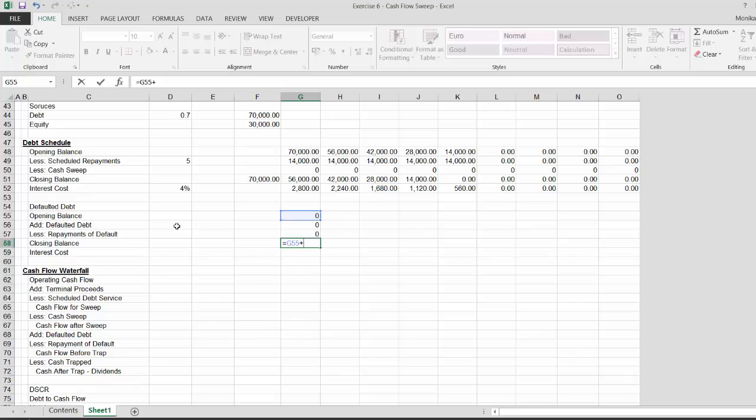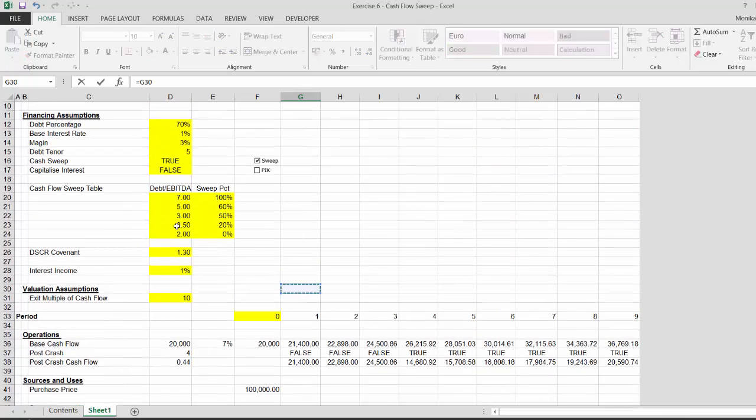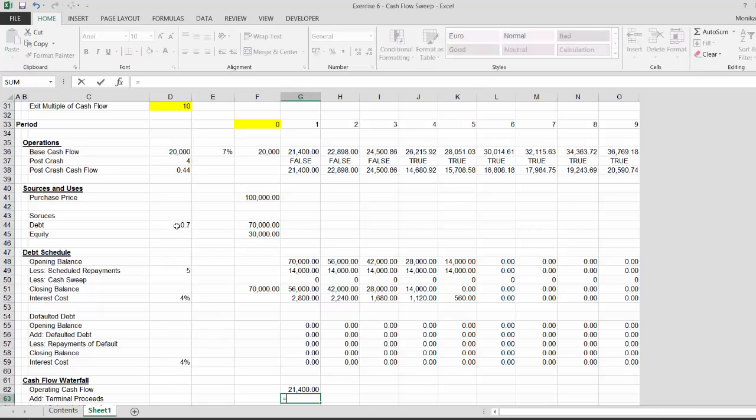So we put the opening balance plus the defaulted debt minus the repayment of the defaulted debt. Let's take the same interest and multiply that interest by the opening balance. Okay, and Shift Control 1, Shift Control R. The operating cash flow is just from our cash analysis. Our terminal proceeds, I didn't do, that's embarrassing.